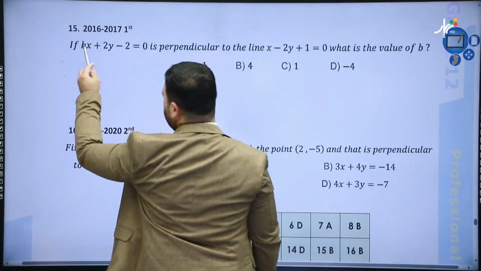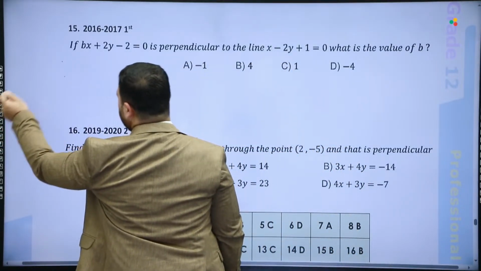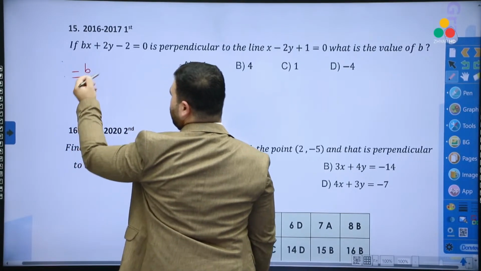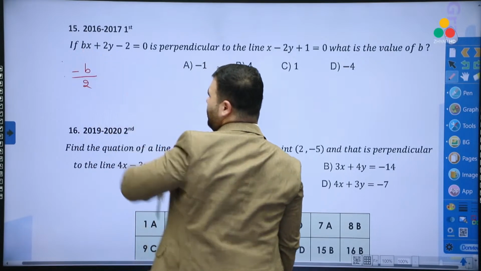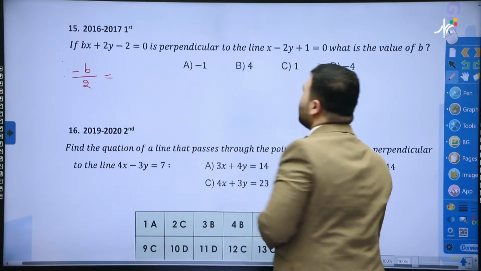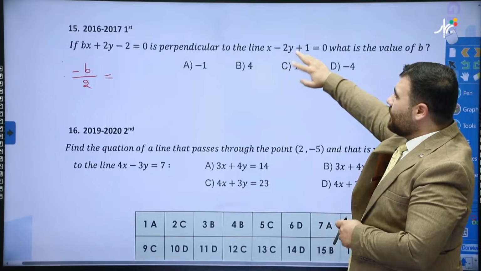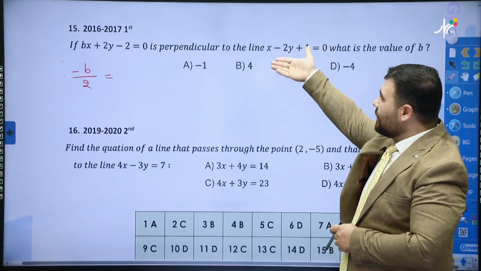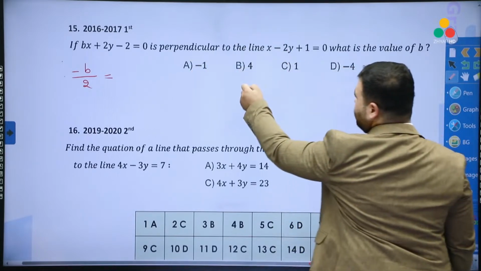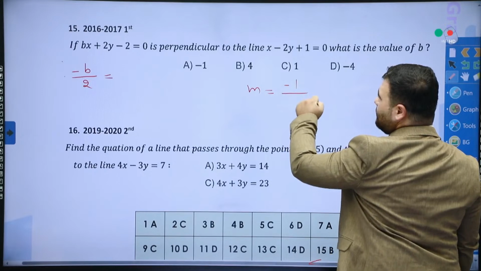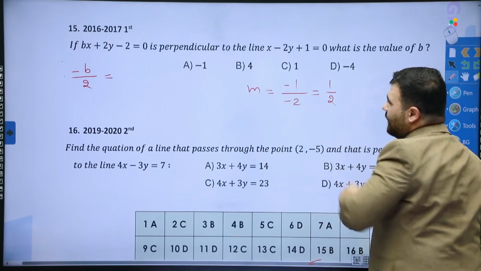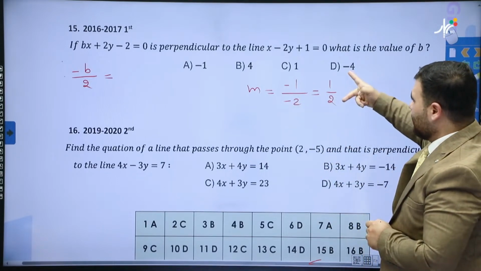Here the slope is negative b over 2, coefficient of x over coefficient of y. This slope should be equal to the upside down of the slope. We can find the slope of this line. We are working on some perpendicular case. Let's find the slope. Slope is -1 over -2. That's 1 over 2. Then the slope we need to use is the upside down of this one.